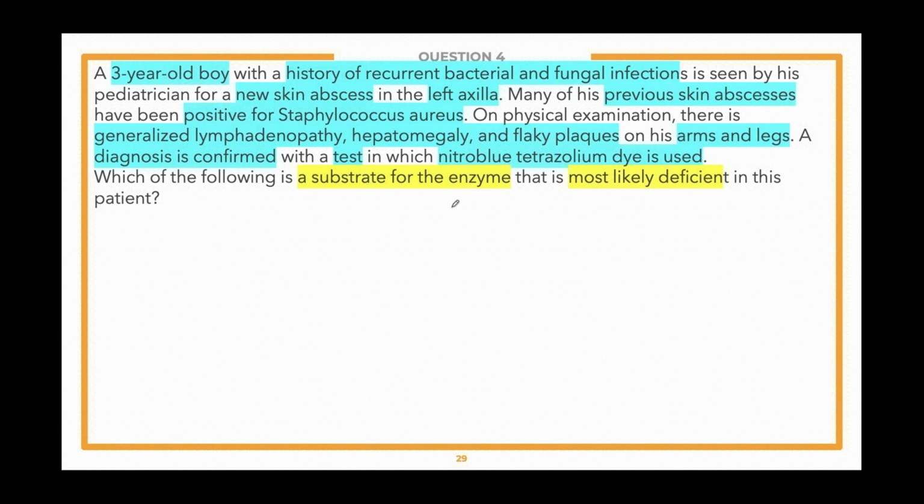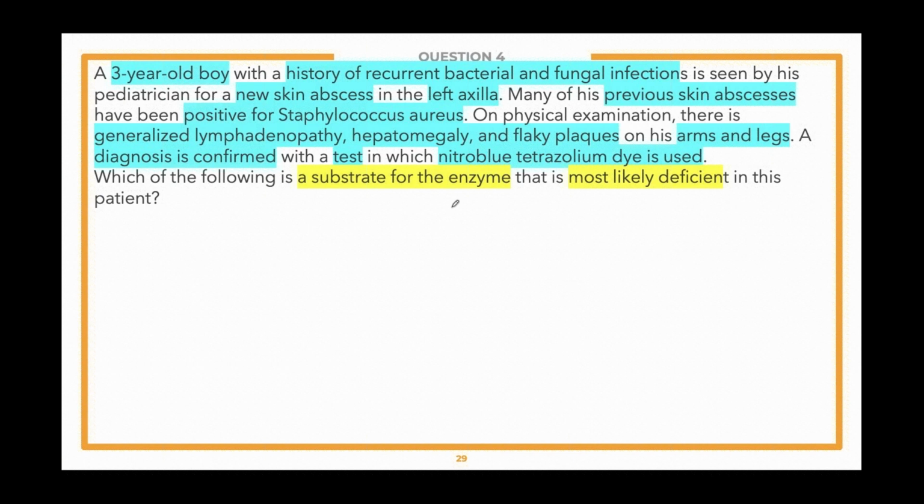So if we take a look here, we've got another pediatric case, and that's pretty common with biochemistry, with a lot of these inherited disorders of metabolism. Now, he's coming in because of a new skin abscess in his left axilla, but we know that he has a history of recurrent infections of both bacterial and fungal type. So they're then telling us that he's had Staph aureus infections.